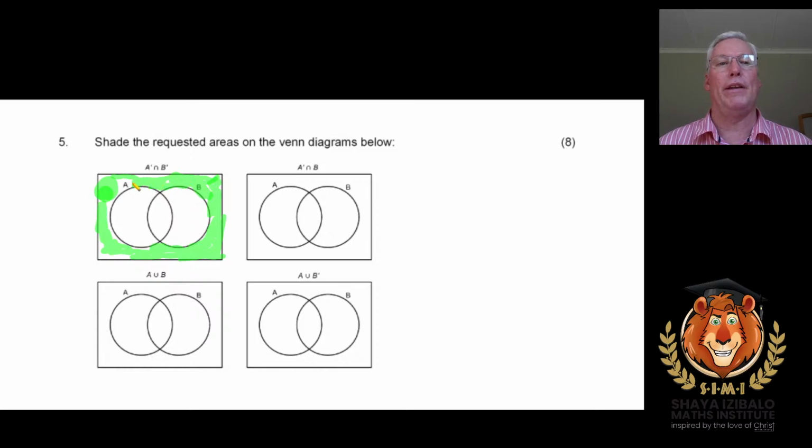Right, the next one says not A and B. That means I must be in the B circle. All right, I'm now on the next diagram. I must be in the B circle, but I must not be in the A circle. So I'm just talking about this little piece over here.